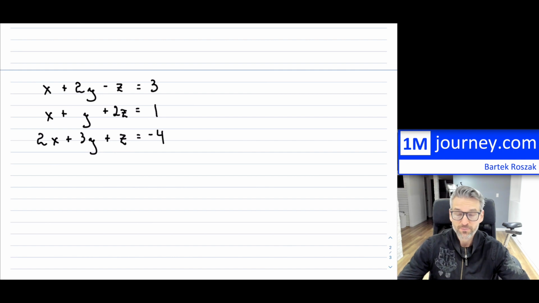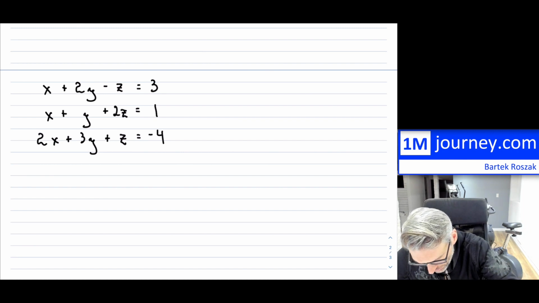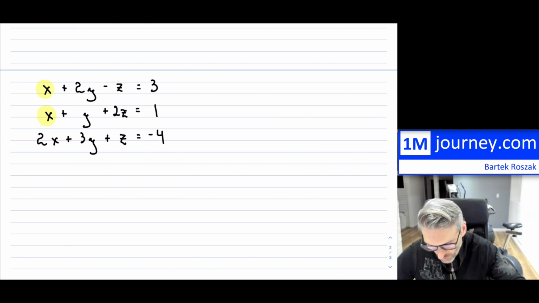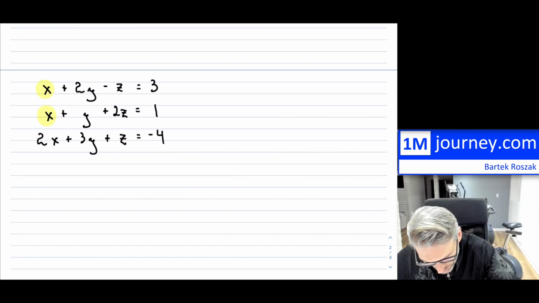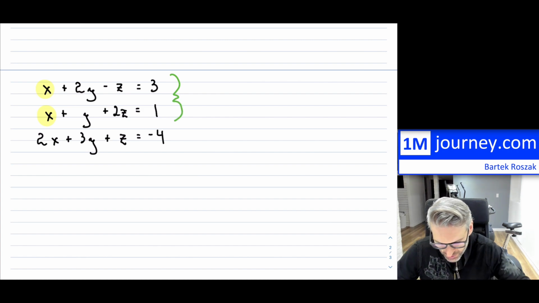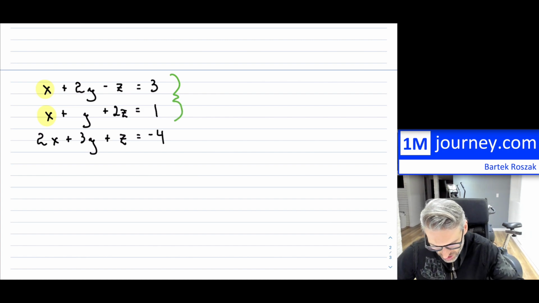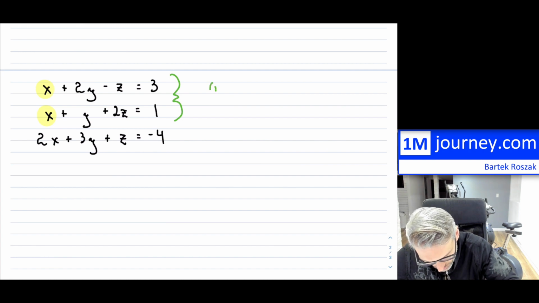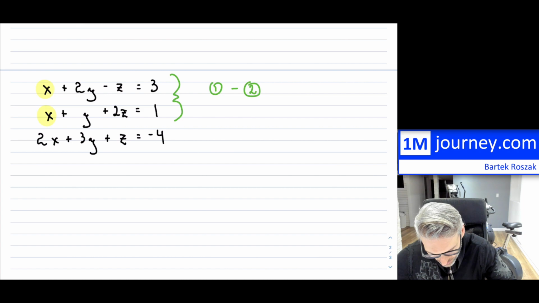So one way, what I kind of like to do, is I just eliminate, and you can eliminate any variable that you like. You can pick one. Now, because I can see the X right there, notice I have an X in here, okay, and I have an X in here with a coefficient of 1. I can certainly get rid of those by simply subtracting those 2 equations from each other. So I can take equation 1, I can subtract equation 2, and then I'm going to get my result.